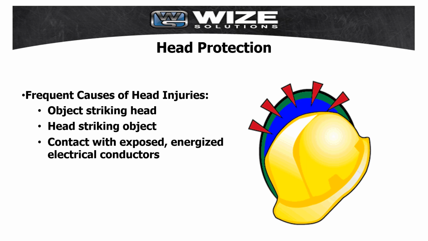Employers must ensure that their employees wear head protection if any of the following apply. Objects might fall from above and strike them on the head. They might bump their heads against fixed objects, such as exposed pipes or beams, or there is a possibility of accidental head contact with electrical hazards.